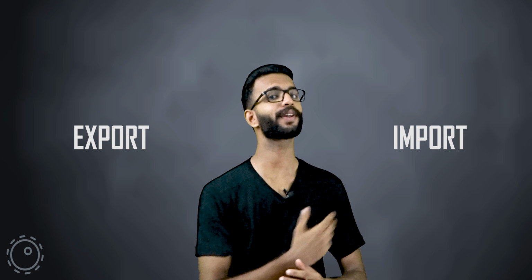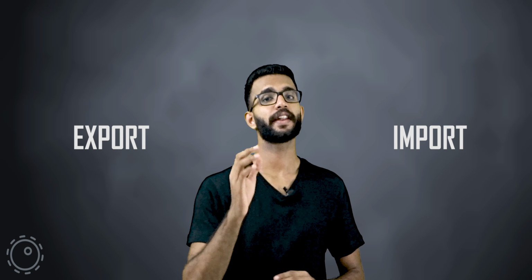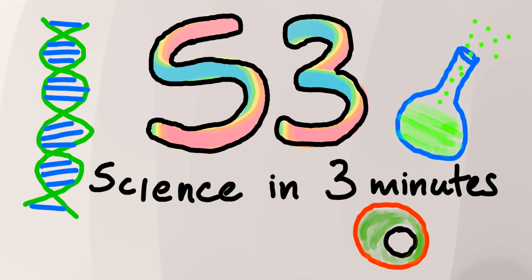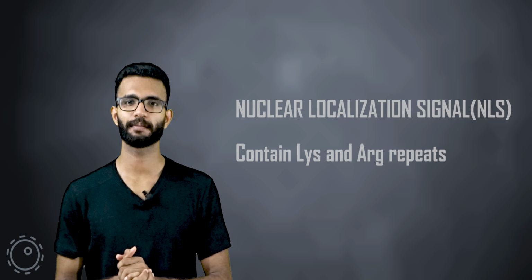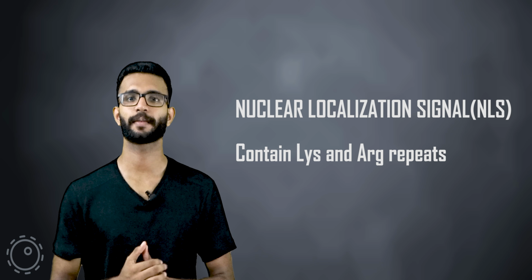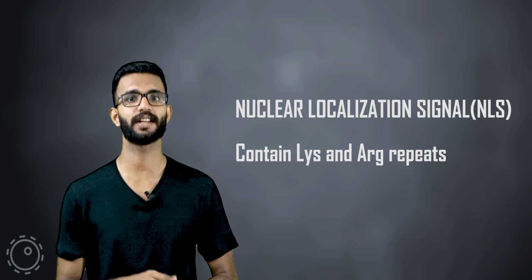There are two types of nuclear transport, the nuclear import and the nuclear export, and there are specific signals which are needed for these transports. The signal which is needed for the nuclear import is known as the nuclear localization signal. It contains two basic amino acids, lysine and arginine, as the repeats.